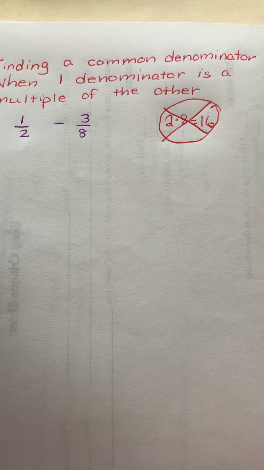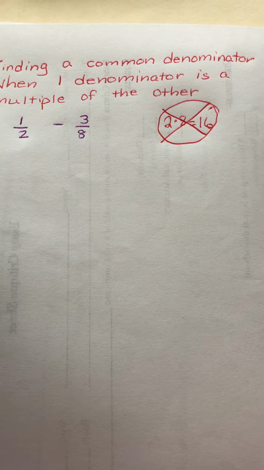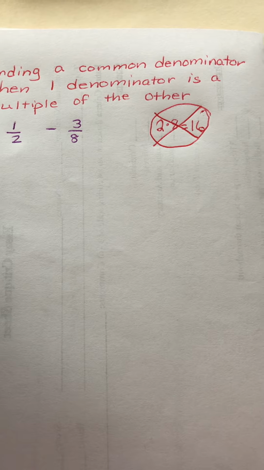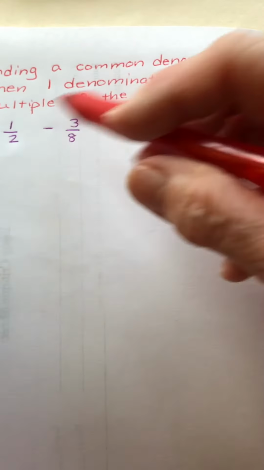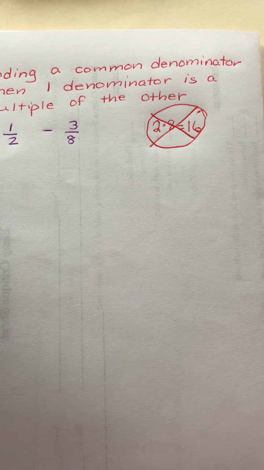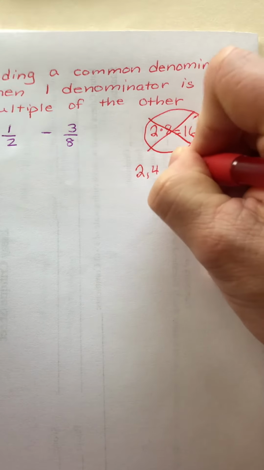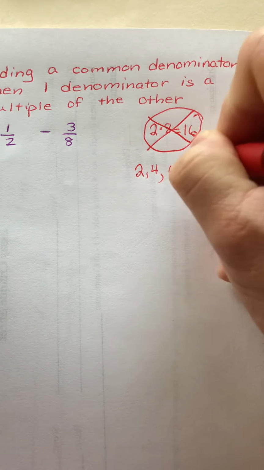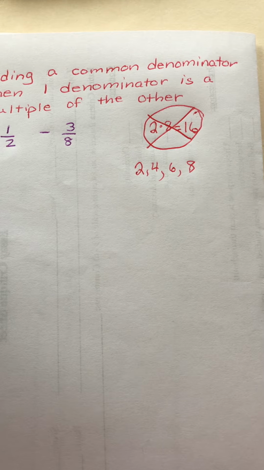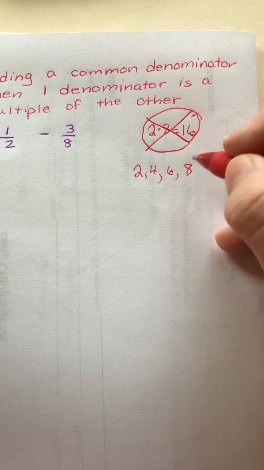If we do that, then we're multiplying by big numbers like 16. What we would like to do is get easier numbers to work with. So if you think about it, 2 times 4 equals 8. 8 is a multiple of 2. If you did 2, 4, 6, 8, you're listing the multiples, and you can see that 8 is a multiple of 2. So why don't we use 8 as our common denominator?